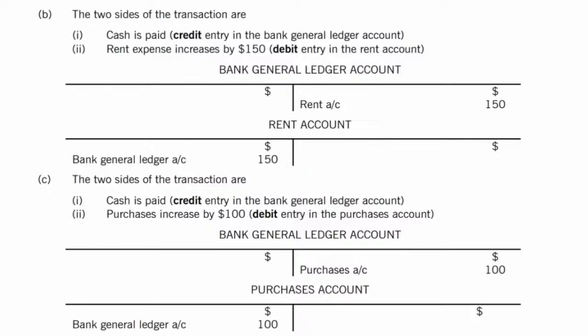Transaction C. Buying goods for $100 in cash. What happens? The business purchases inventory using cash. This reduces cash but increases purchases, an expense account. 1. Cash account, asset. Cash decreases because it was used to pay for the goods. This is recorded as a credit. 2. Purchases account. The purchases account increases to reflect the cost of the goods. Expenses increase with a debit. Recording in ledger accounts. Bank general ledger account, cash, credit $100. Purchases account, debit $100.